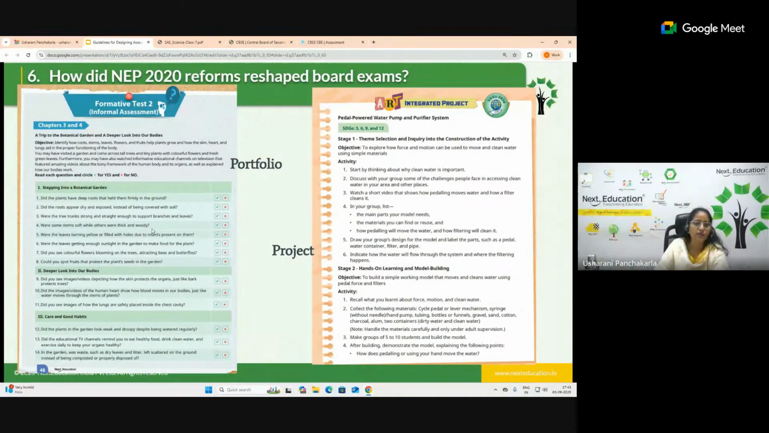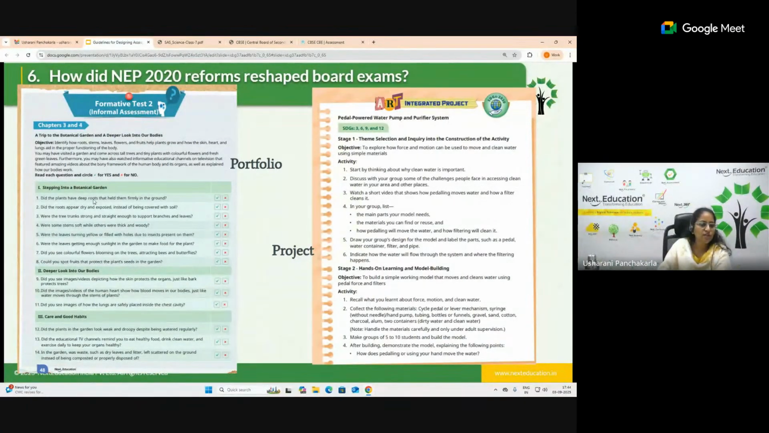Here is one more example of informal assessment. Instead of giving very subjective questions like go to a museum or go to a garden or a park, which becomes routine for the students, try to give something innovative similar to this. Now, stepping into a botanical garden, we are just asking: you may have visited a garden and come across all these types of things, so just explain them. Read each question and circle the answer.